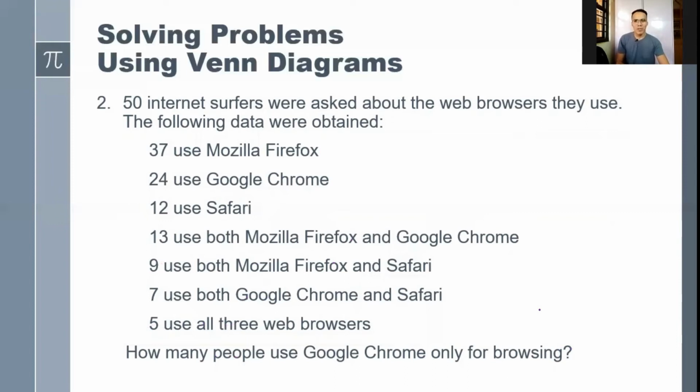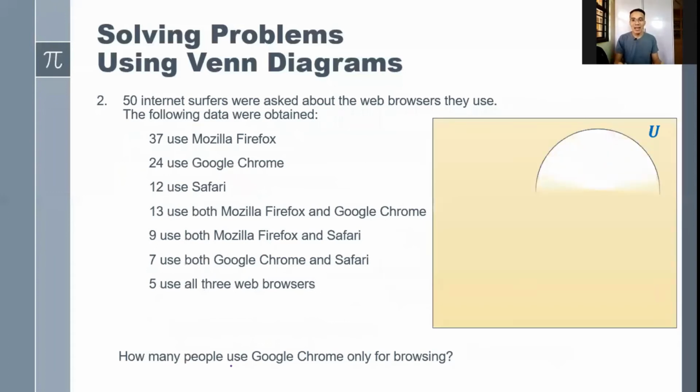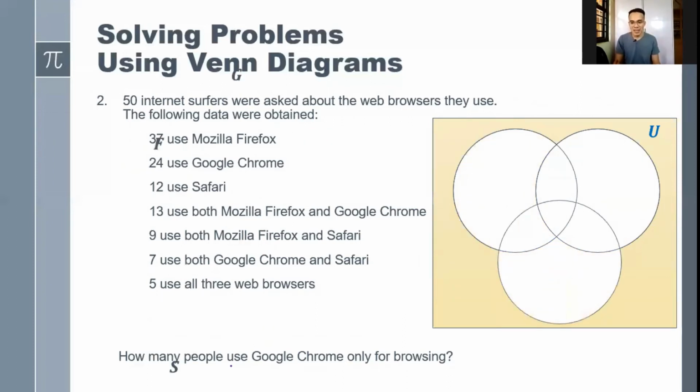So the problem is a bit complicated, but if we try our best to represent the problem using the Venn diagram, I think it would be easy for us to answer this question. Okay? There are only 3 web browsers mentioned in the problem, and these are Mozilla Firefox, Google Chrome, and Safari. So we need 1 rectangle to represent the universal set and 3 circles to represent these web browsers. Okay, so we let F represent Mozilla Firefox, G for Google Chrome, and S for Safari.